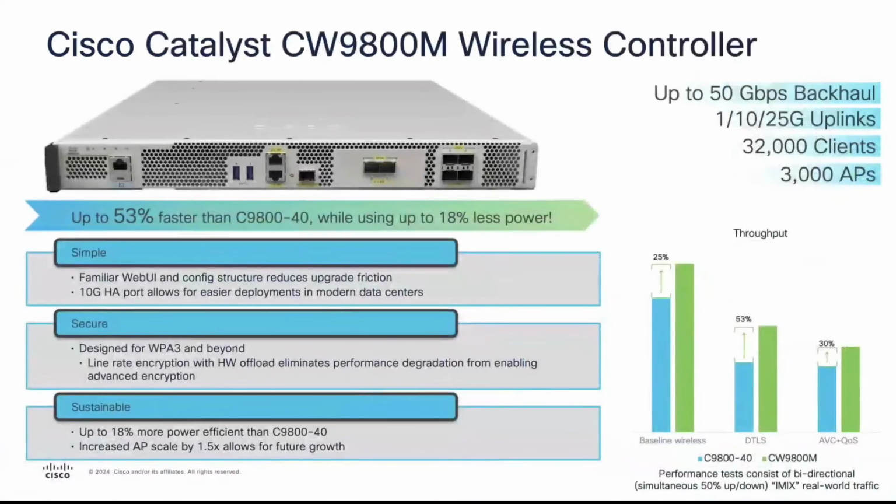So the CW9800M has up to a 50 gigabit per second backhaul. It supports 1, 10, and 25 gig uplinks, 32,000 clients, which is the same as the 9840, and 3,000 APs, which is a 50% increase over the 9840. And personally, coming from the partner side not too long ago, I know a lot of customers were in that 1,700, 1,800, 1,900 range of APs, and they wanted some more growth. And they would have in the past had to buy a 9880. Now they can get that growth with this. So this is a real sweet spot for scale, I think, for a lot of our customers.